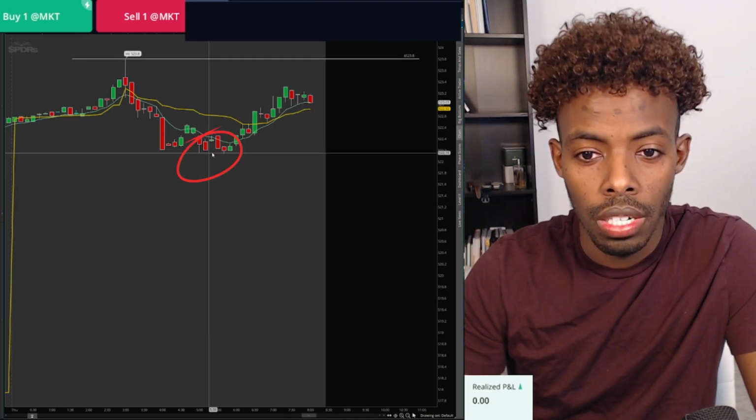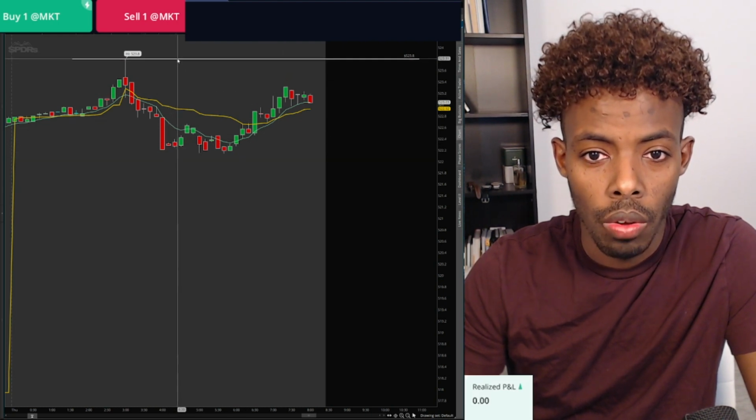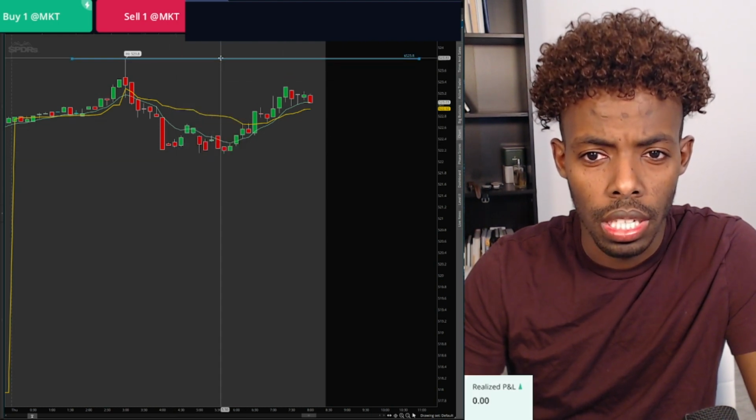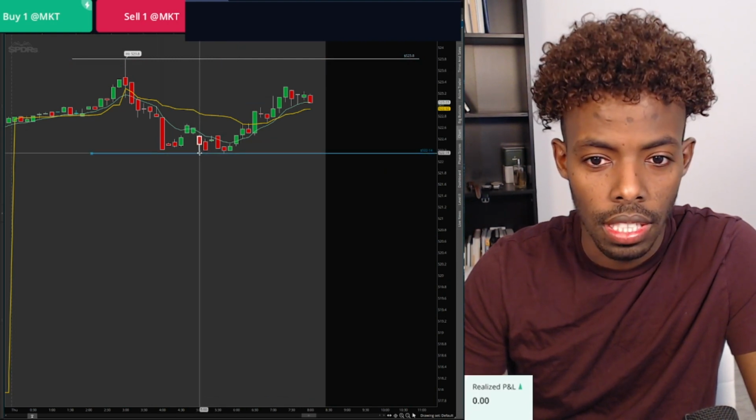So there's a wick right here, also supported by this little wick right here, as well as this nice, beautiful run-up. So let's go ahead and mark that as well. Let's go ahead and duplicate this and mark it. Bam. You guys see that?